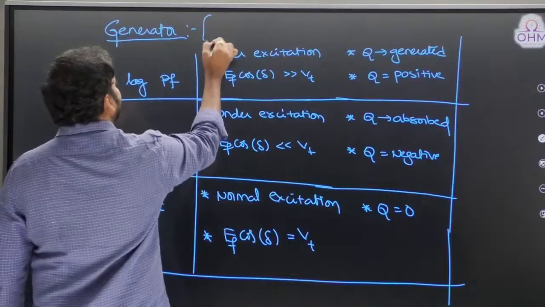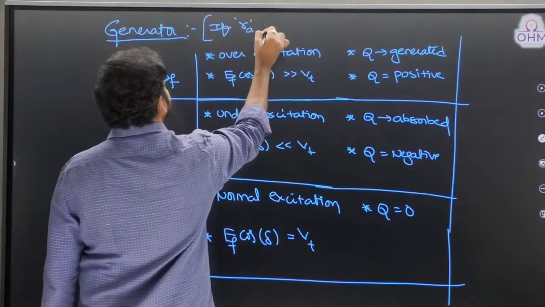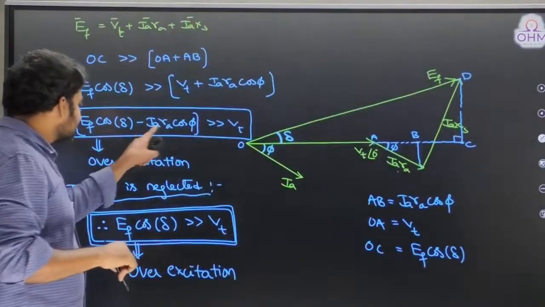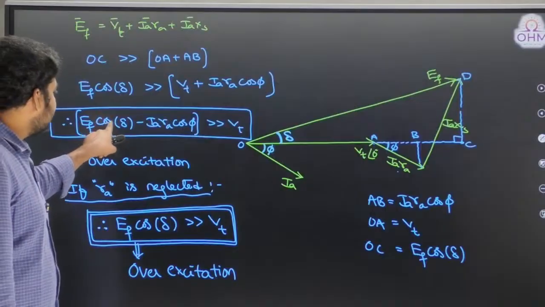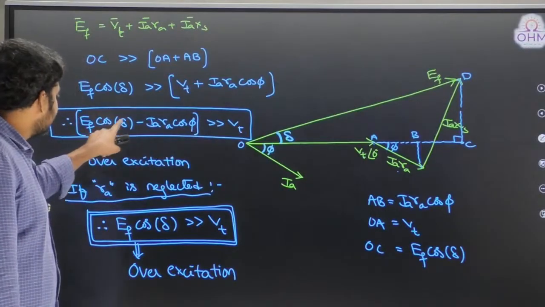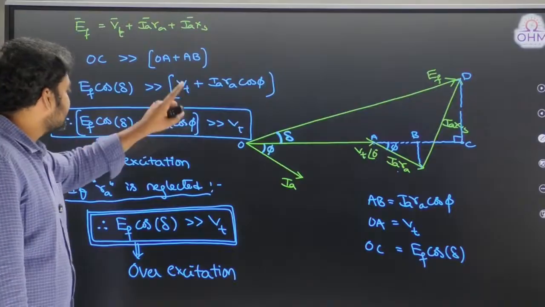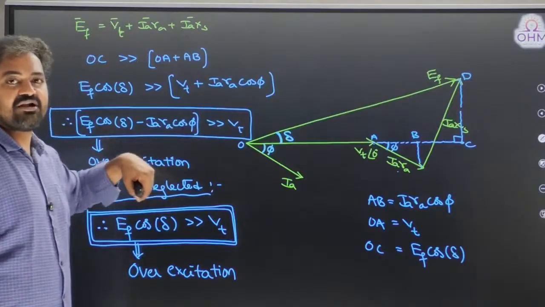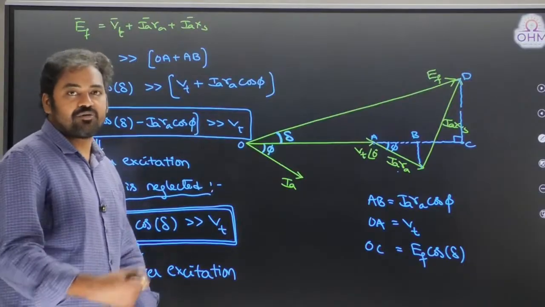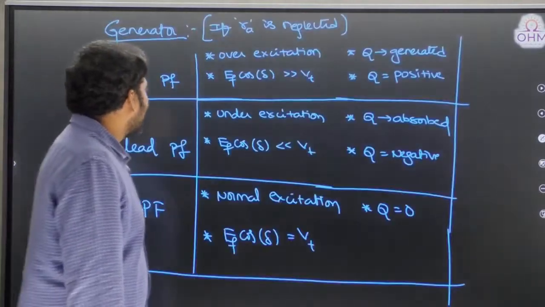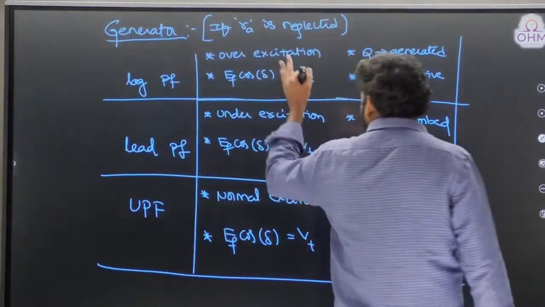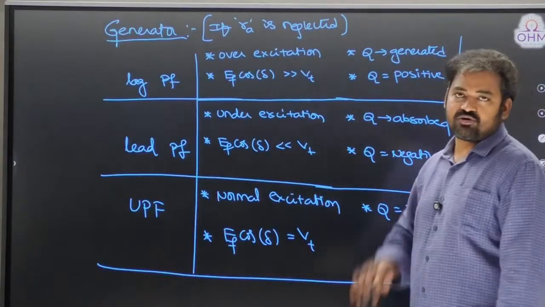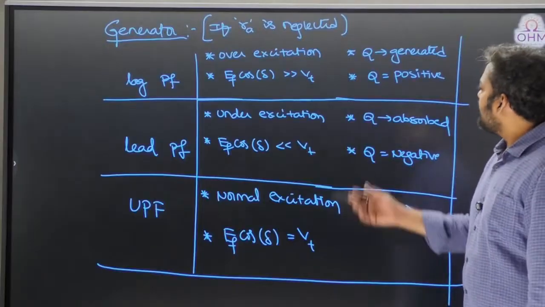And remember, this is all if RA is neglected. Suppose if RA is considered, you will get this extra drop. Then you have to compare EF cos delta minus IA RA cos phi with VT. That should be greater than VT for over excitation, less than VT for under excitation, equal to VT if it is normal excitation. But in most cases, RA will be neglected, so we are just comparing EF cos delta and VT. This is when the machine is a generator, guys. Don't forget. Okay.